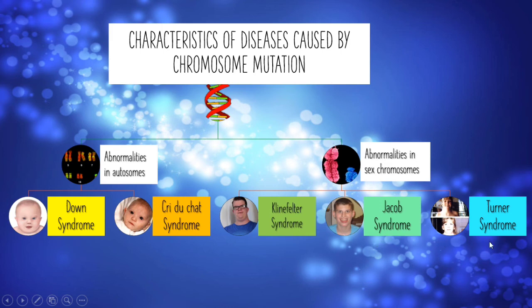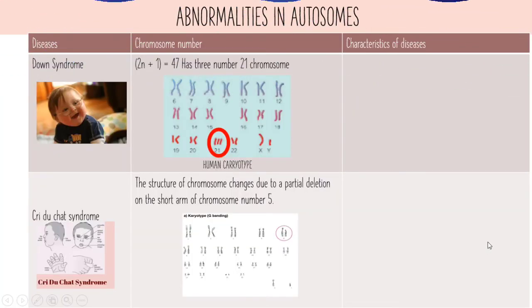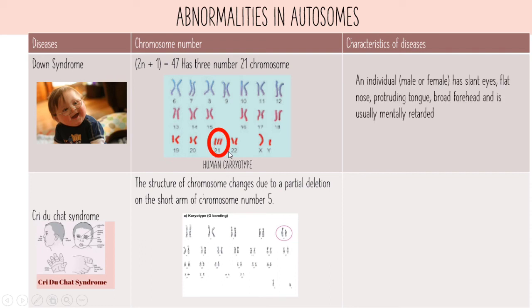Okay, so this is the characteristic of Down syndrome. So Down syndrome occurs at the autosome. Okay, there are 47 chromosomes. The extra number, ataupun trisomy 21, at the number 21. So the characteristics, if the individual, male or female, has slanted eyes, flat nose, protruding tongue, broad forehead, and is usually mentally retarded.